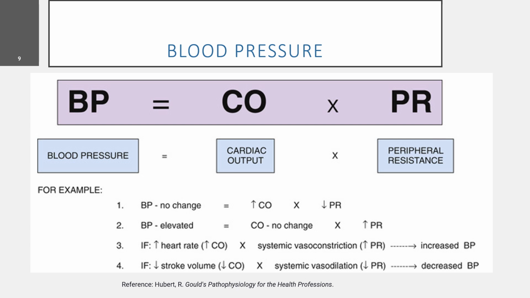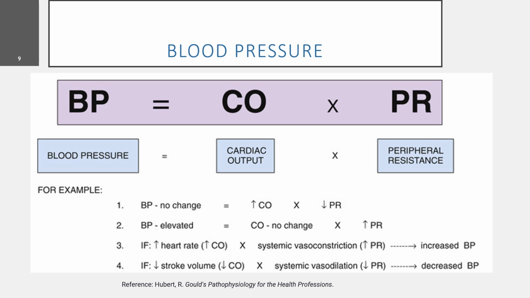So what is the role in blood pressure regulation? Vasoconstriction is the narrowing of vessels. This increases resistance and raises blood pressure. Vasodilation is the widening of vessels, decreases resistance and lowers blood pressure.